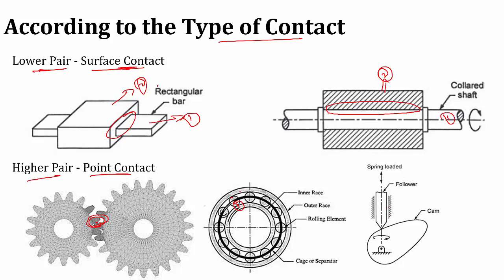Then if you take the cam and follower, this is the follower that is moving along the surface of the profile of the cam. Here you can see that the contact is a point. So that is why it is called a higher pair.